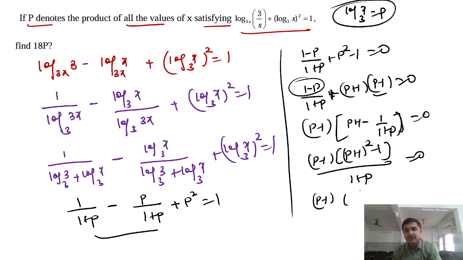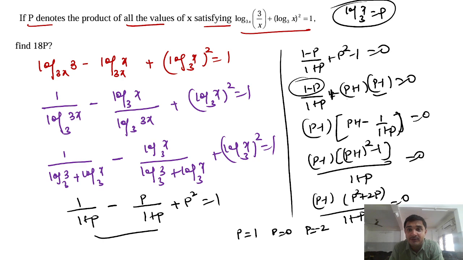p square plus 2p plus 1, 1 cancelled out, we get p square plus 2p by 1 plus p. Now you people help me out. From here we'll get p is equal to 1, and p square plus 2p is equal to 0. So p is equal to 0 or p is equal to minus 2. These are the three values of p we are getting.